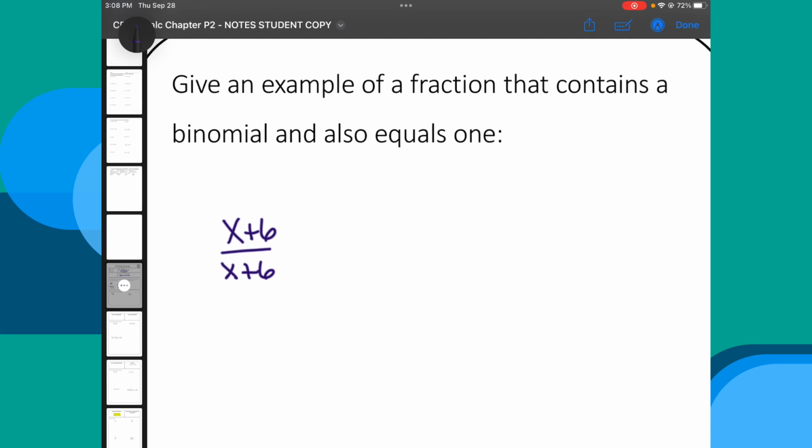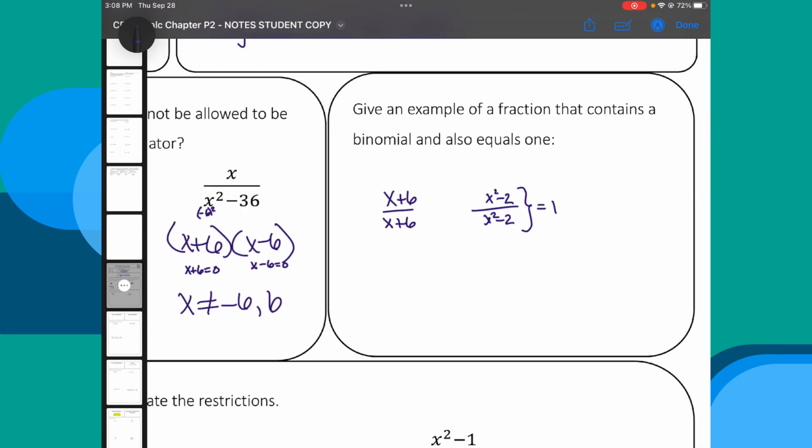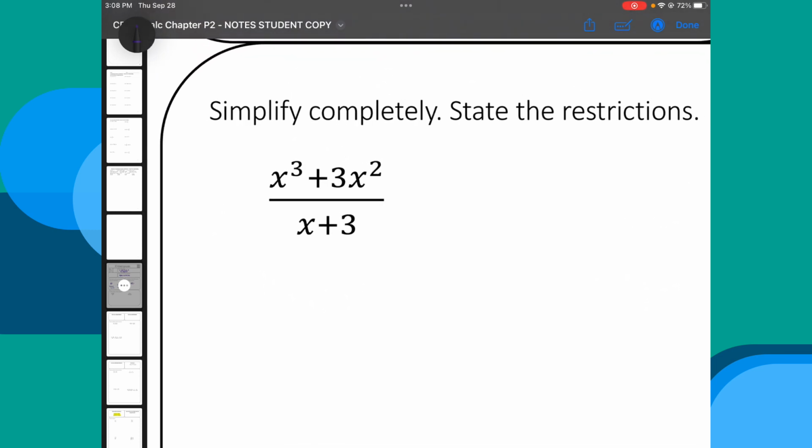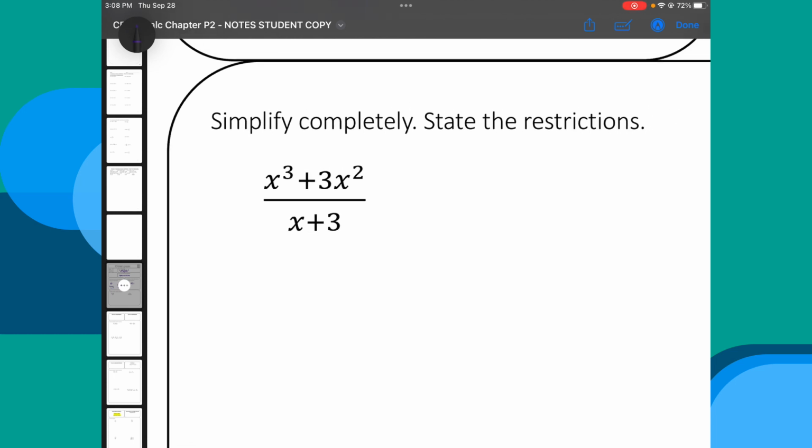We've talked about fractions that equal 1, and we're going to use a lot of binomials here in this section that equal 1. So maybe x plus 6 over x plus 6, or x squared minus 2 over x squared minus 2. As long as what I have in the numerator and the denominator are the same, this fraction equals 1. So we're not changing the value, but we are changing what it will look like. All right, so we're going to simplify completely, and then we're going to state our restrictions.